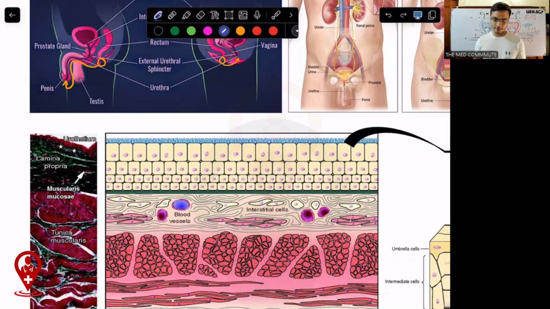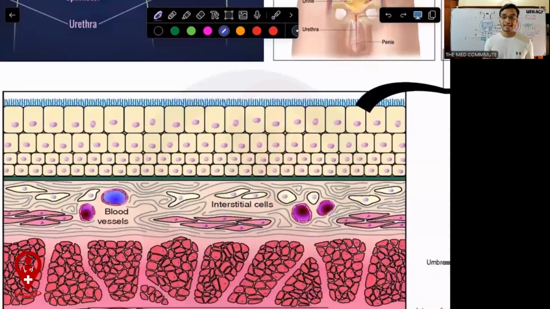Now, if you look at the urothelium, guys, firstly, if you look at the cell layers right here, this is what we call a transitional epithelium. Accurately speaking, this is a stratified squamous epithelium. Why do we say that? Here we see multiple cell types, guys.